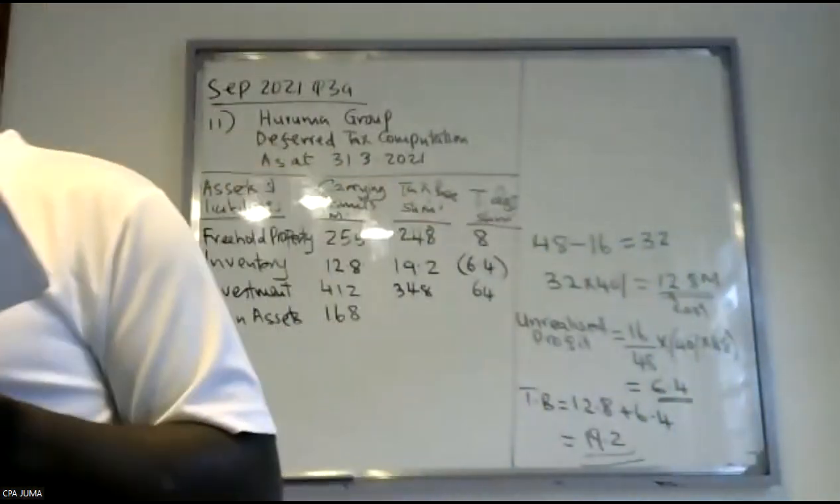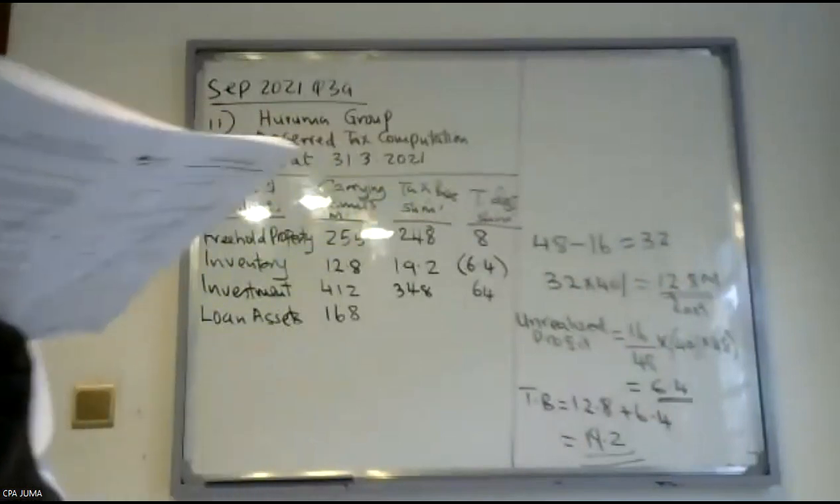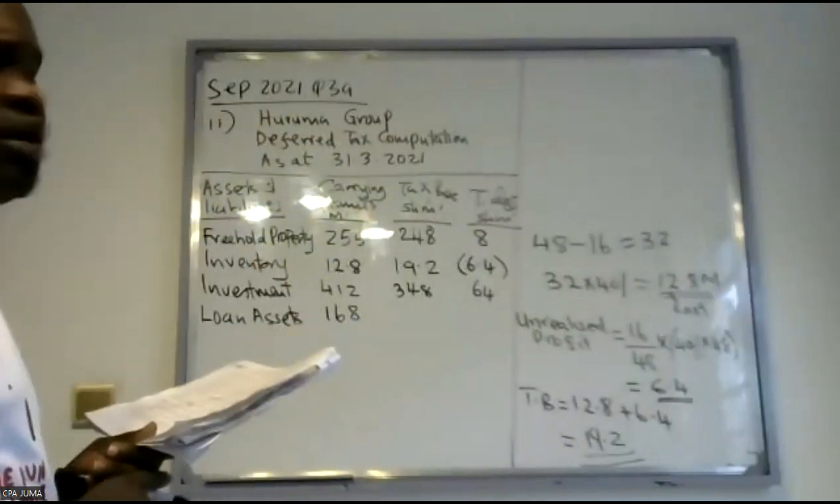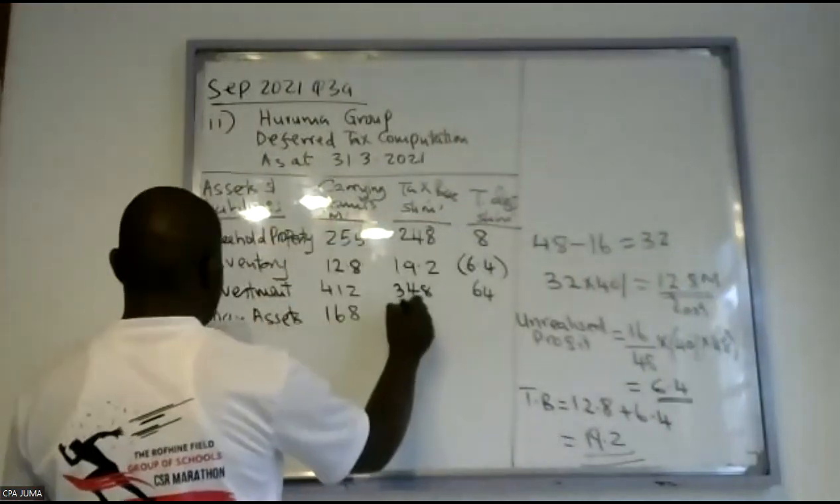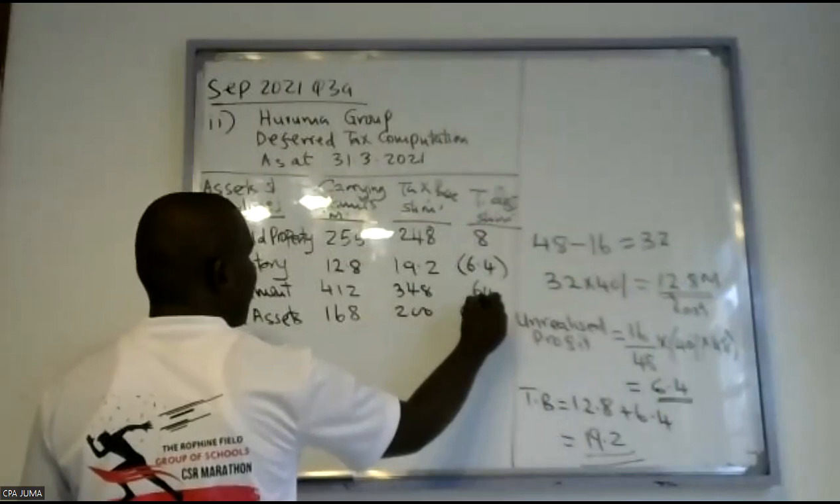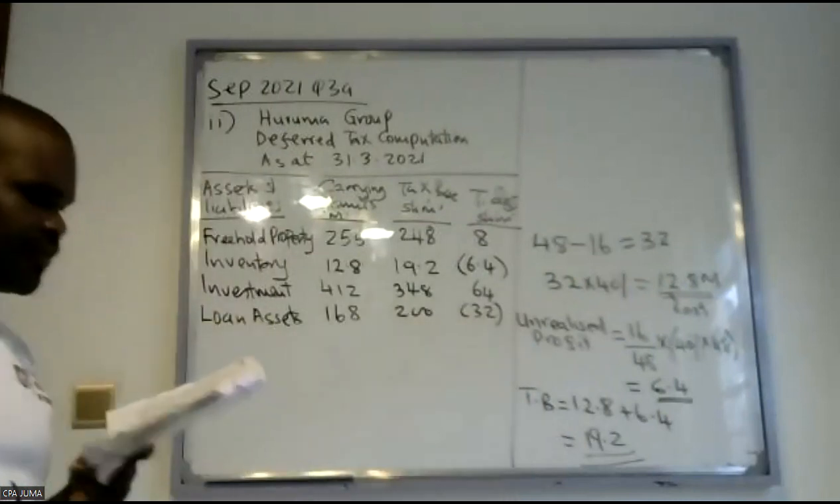So the original value will be 168 plus the 32. Is that 200? That is 200, yes. So this is 200, so we'll have their negative.